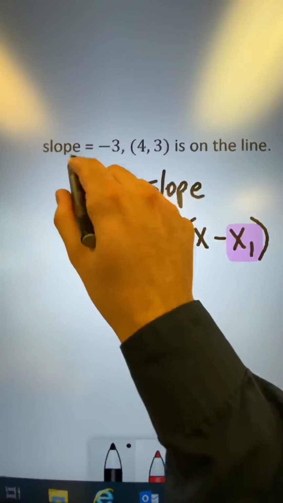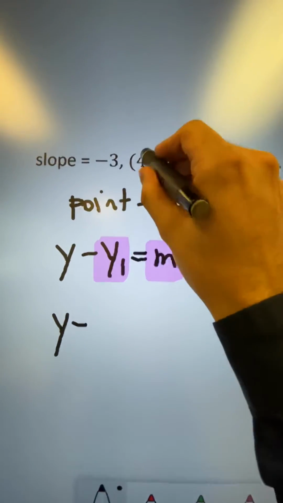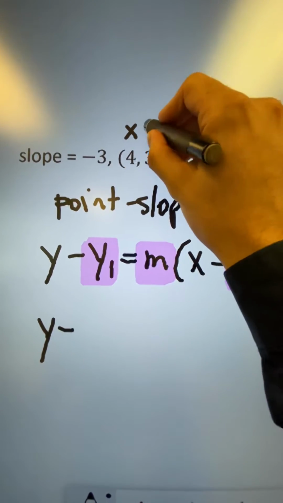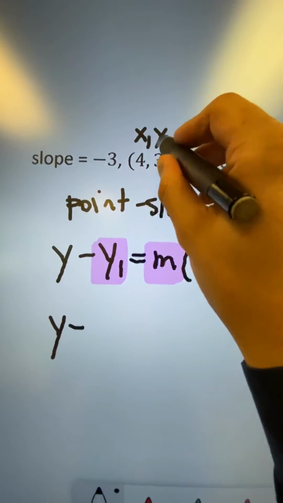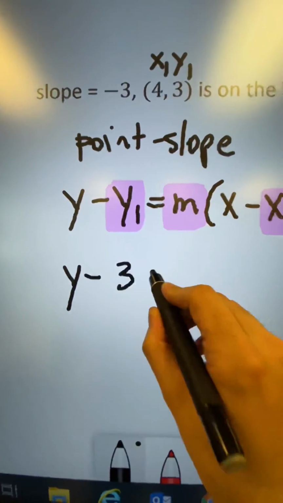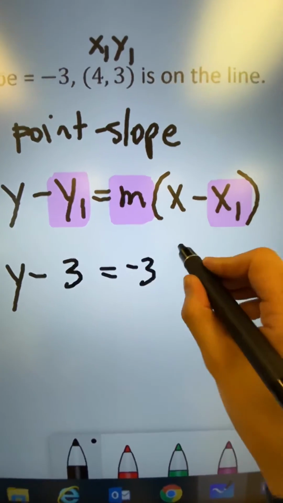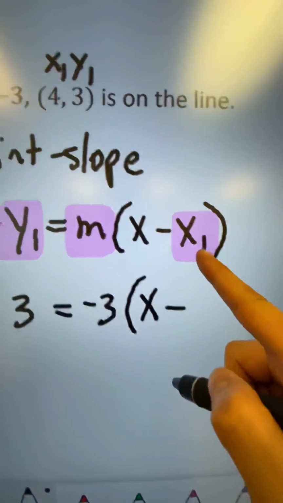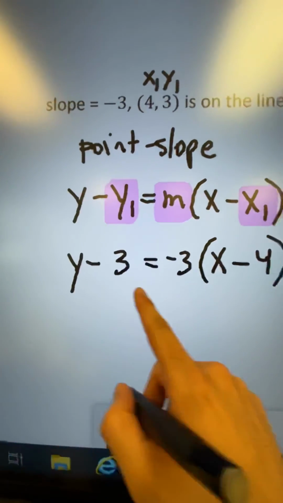So all I have to do is copy the equation. y minus my y1 value, which comes from the point, since x and y is always a point. The x1, y1 is just saying this is the first point we're using. So my y1 is 3, so I'm going to put that in place here. My slope was -3, so I'll put -3 here. And then x minus my x1 value, which is 4. And now I have my equation in point-slope form.